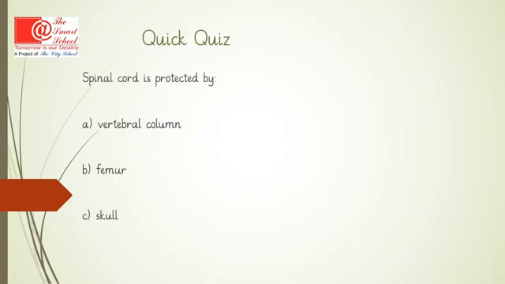Time for another quick quiz. Spinal cord is protected by A. Vertebral column, B. Femur, or C. Skull. The correct answer is vertebral column.